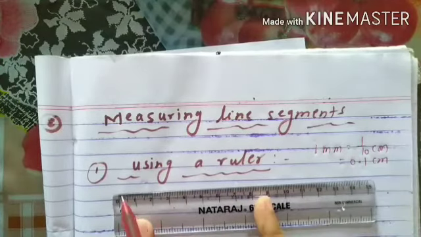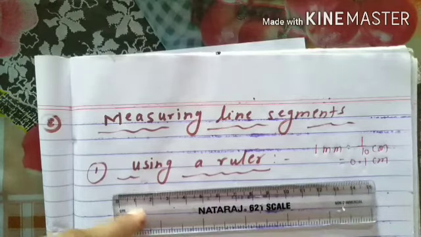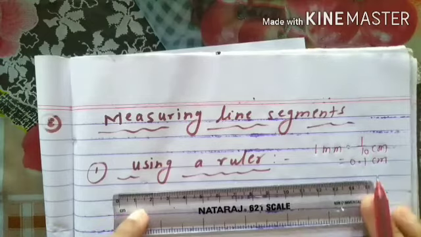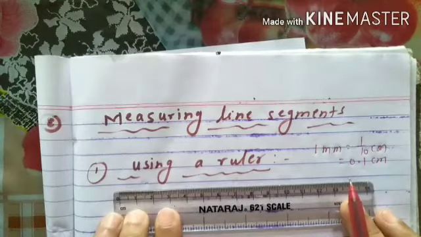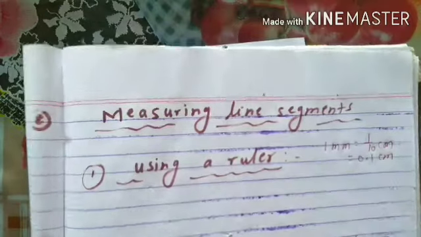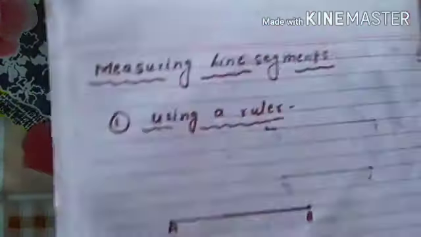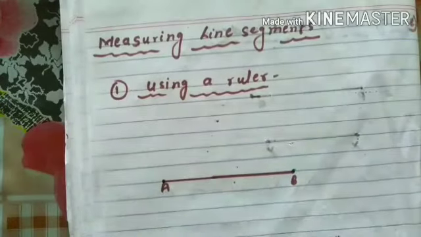So understood? These are the markings in centimeter, and on the other side the markings are given in inches. So now let us measure a line segment with the help of this ruler. We have to measure the line segment AB.